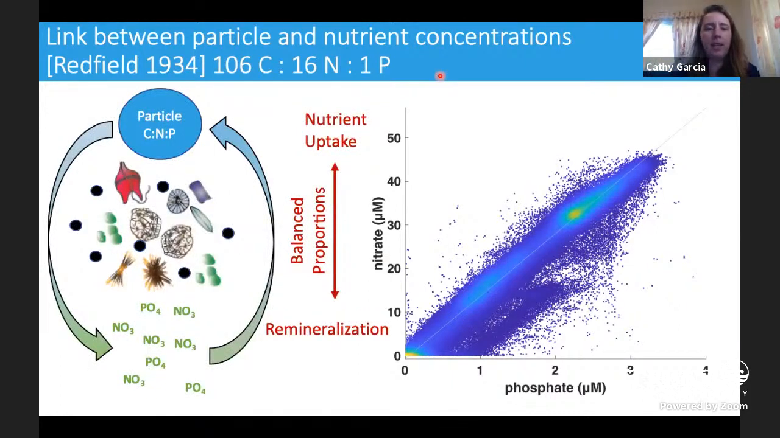this really key theory that there's balanced proportions between phytoplankton nutrient uptake, and then as those particles sink in the ocean, they degrade and they're remineralized at these constant ratios of 16-to-1.